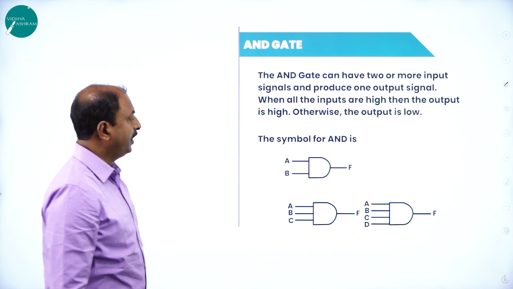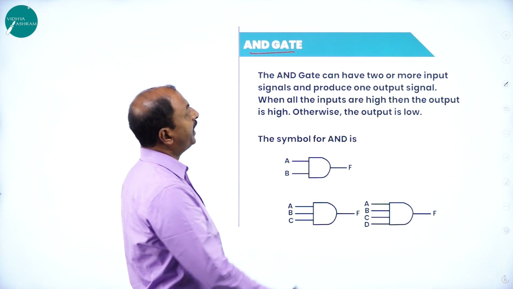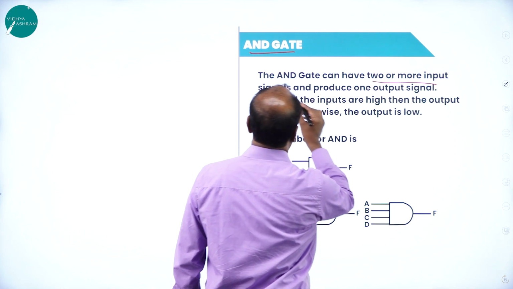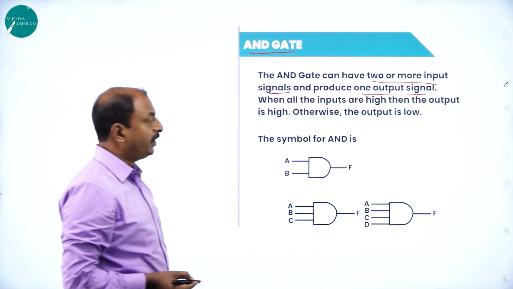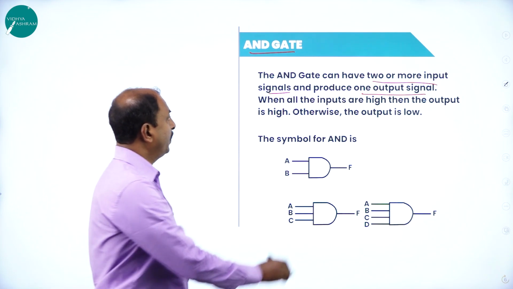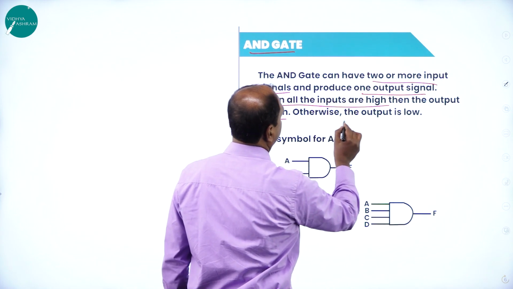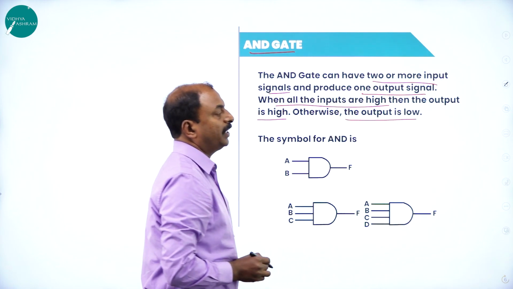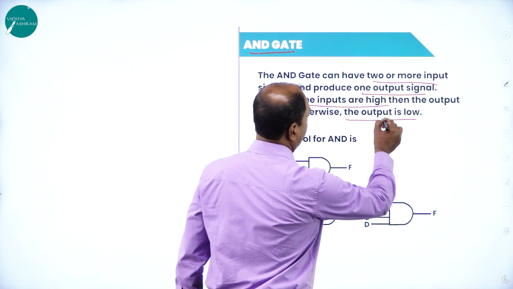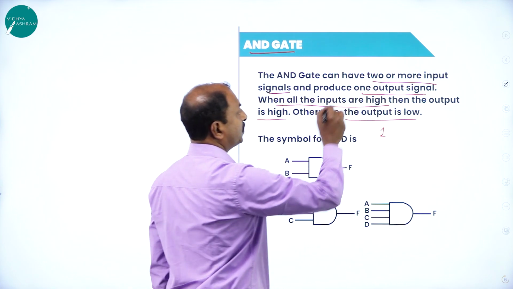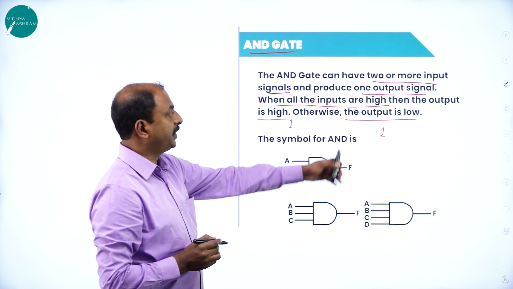In the next slide, now let us see what the AND gate is. The AND gate can have 2 or more input signals and always produces one output signal. And what is the definition of the AND gate here? When all the inputs are high, the output is high, otherwise the output is low. The definition is, when all the inputs are high, where high represents 1, the output is 1. Otherwise the output is low.